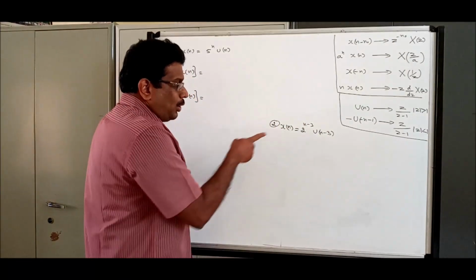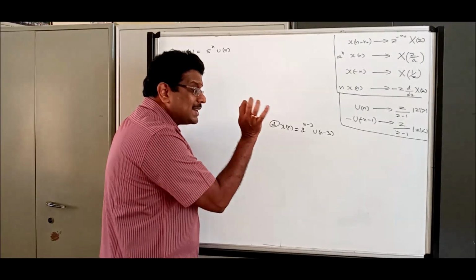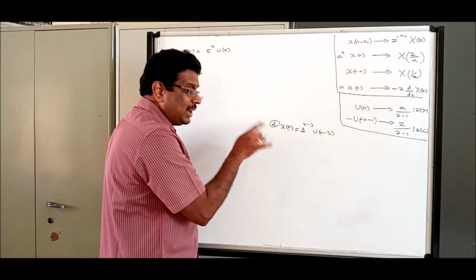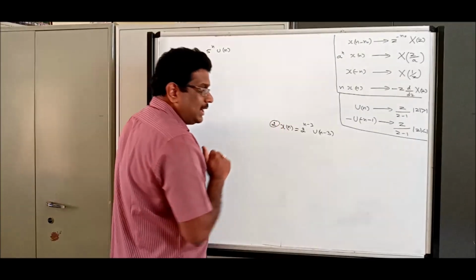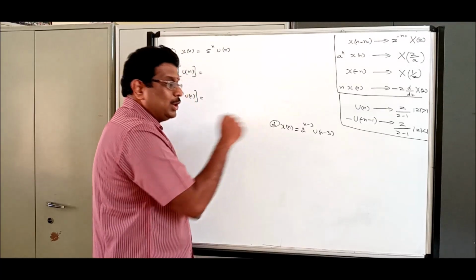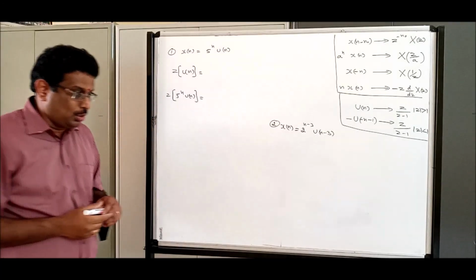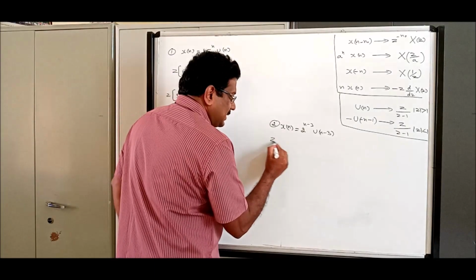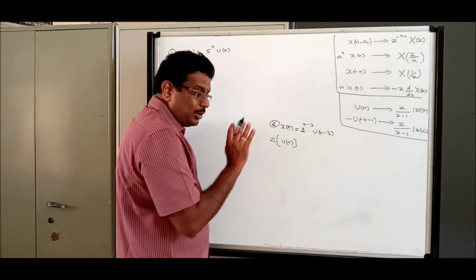Recall. Are you having time shift property? Yes. How much shifting? Minus 3. Imagine erasing the minus 3. What is visible to you now? 2 power n u of n. Is it resembling here? Yes. Then what should you do? Just start from the basic problem, u of n. I told you.